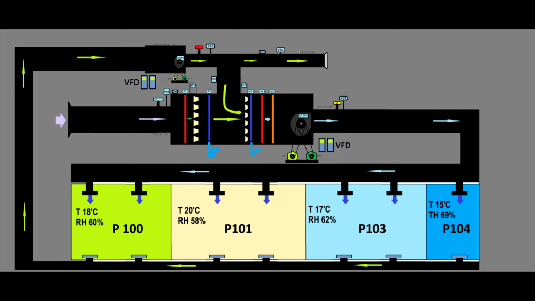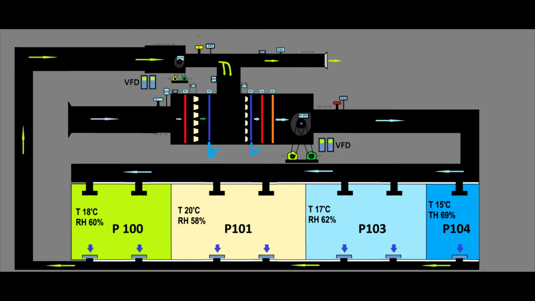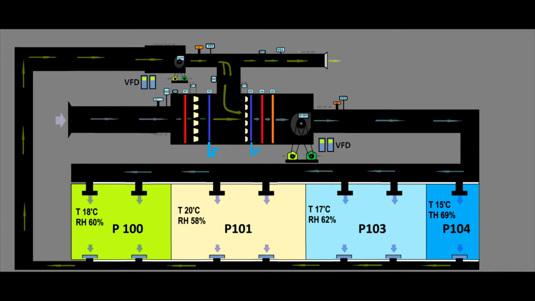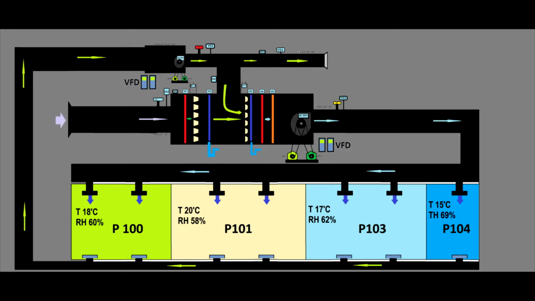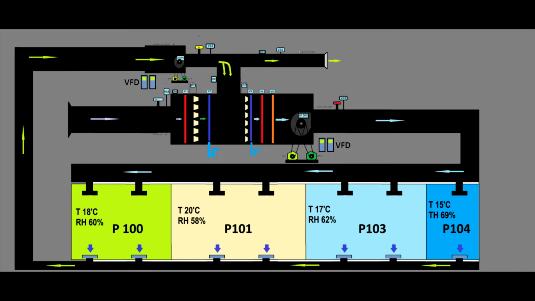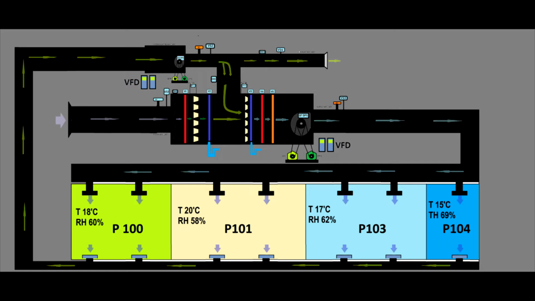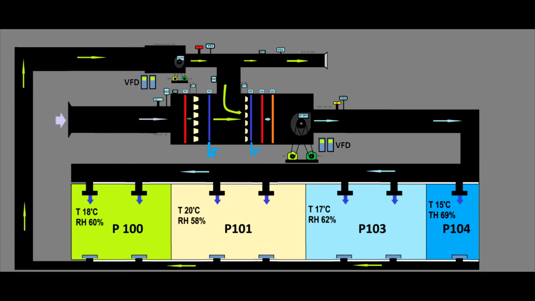If we want to control the temperature and relative humidity for a group of rooms, we have to make sure that all these rooms have the same heat load and the same air change rates, and the rooms have the same volume. Otherwise, that will not be possible. We have to have an individual temperature and humidity control. Otherwise, the system will not work.